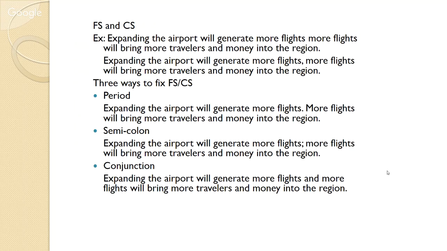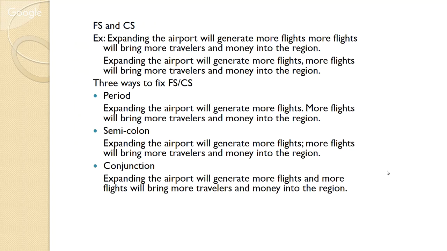In order to fix fused sentences, which includes comma splices, there are three ways. You can separate those clauses with a period, or you can combine those clauses with either a semicolon or a conjunction. So the first example, using the period: expanding the airport will generate more flights. More flights will bring more travelers and money into the region. That is a valid way of doing that. I don't particularly like that example because by using the period there, it feels a little too choppy to me.